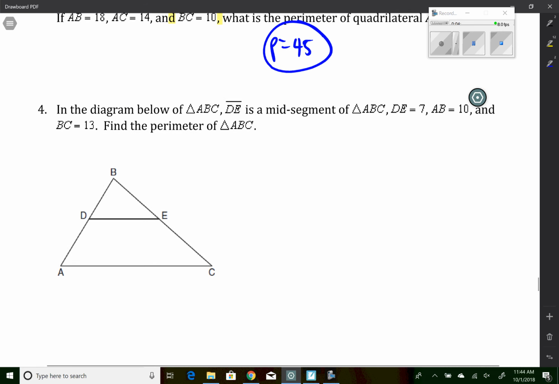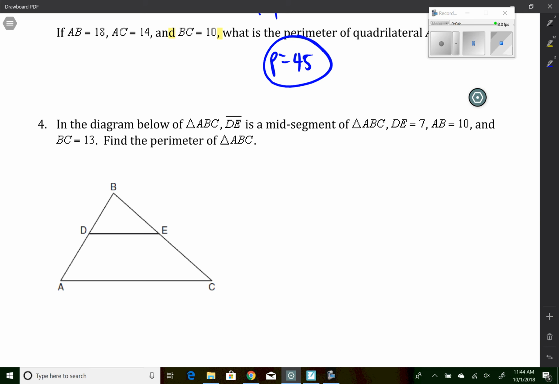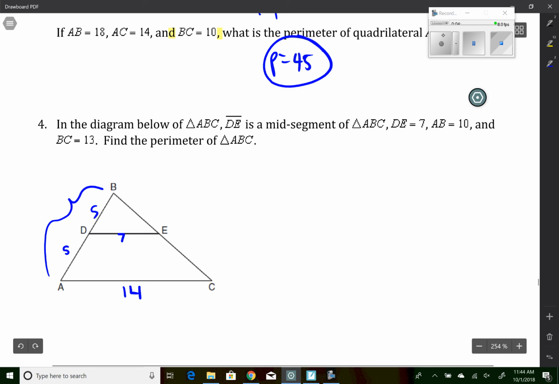The last question in the homework, again, gives us this mid-segment idea. It says that DE is 7, which means right away I know AC is 14. It says that AB is 10, which means these are each 5, or the whole thing is 10, however you want to label it. And BC is 13, which means each of these are 6.5.